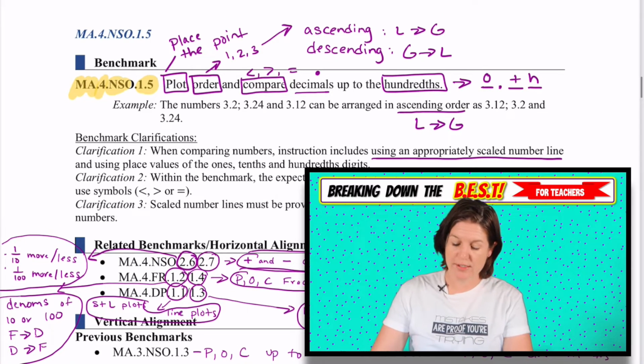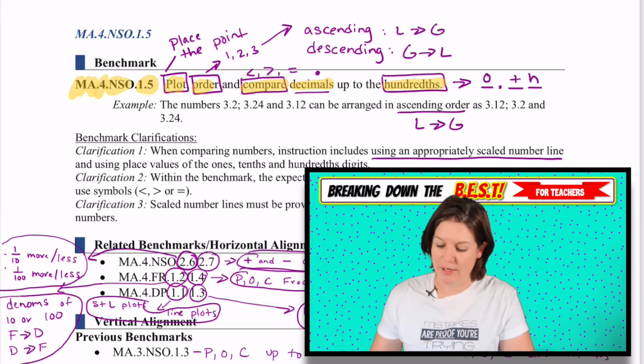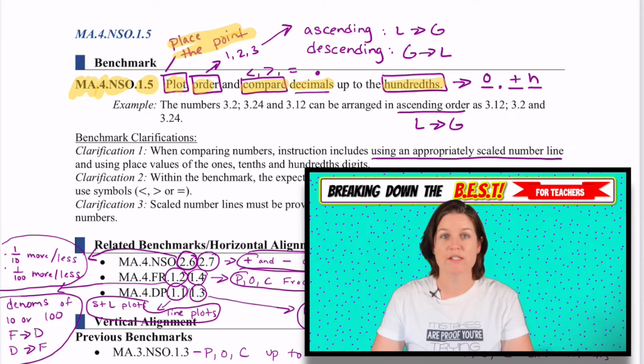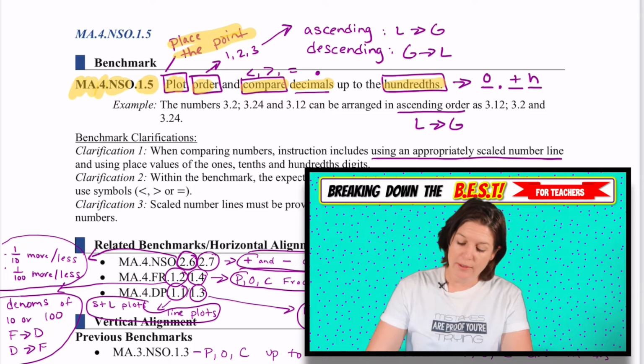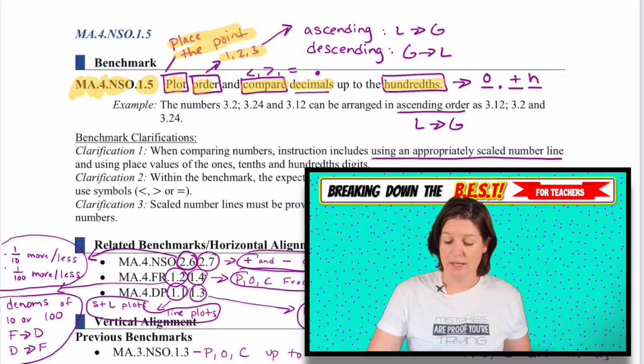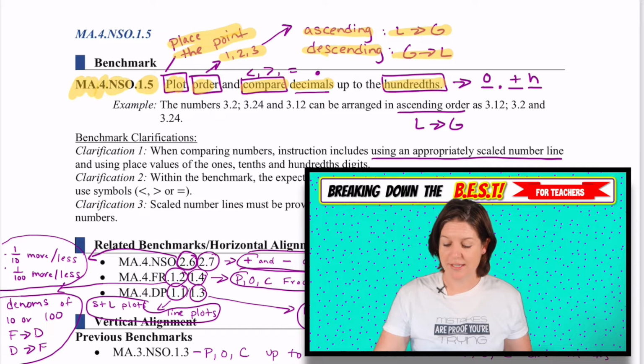So this standard says that students will be expected to plot, order, and compare decimal numbers up to the hundredths. Oh yes, we're going there. So plot means that they will have to place the point where it's located on a number line. Ordering them means to order them first, second, and third, and there's two different ways that we could order them: ascending order, from least to greatest, and descending order, from greatest to least.